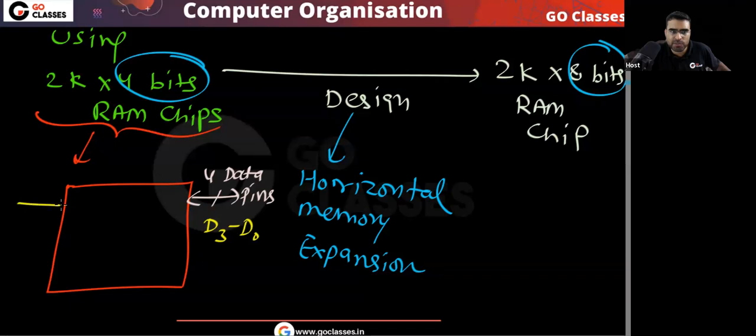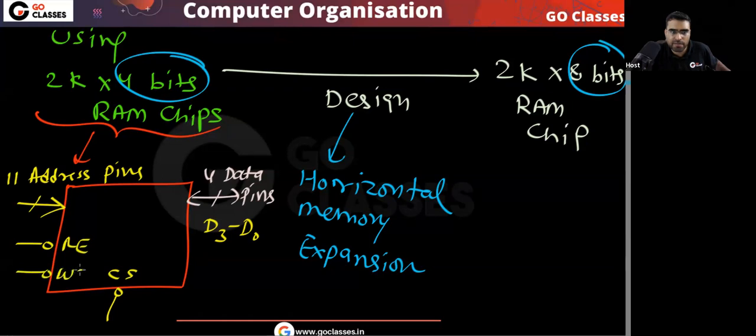Now tell me, how many address pins are there? There are a total of 11 address pins because 2K locations are there. Quite simple. And there is a chip select, your favorite chip select. Read enable, write enable, those you also know. So this is the block diagram of these chips.